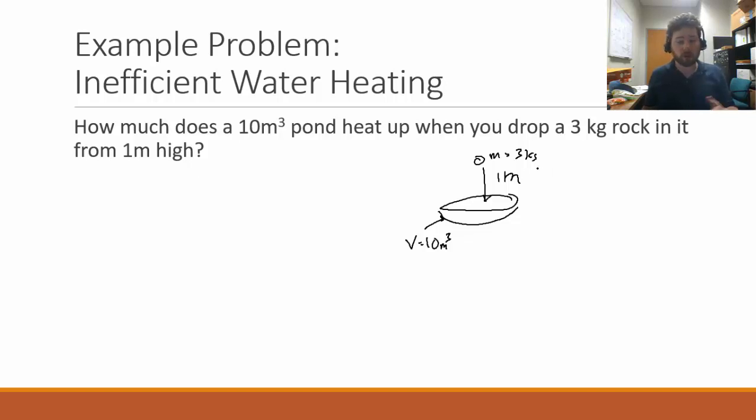Where does the energy go? Well, it goes into the internal energy of the water. So at the end, when the rock is at the bottom, you can have a slightly increased temperature because the internal energy is larger. So we want to consider the change in temperature. This is the initial temperature. What is the final temperature? And what is the difference in temperature? So find the change in temperature.